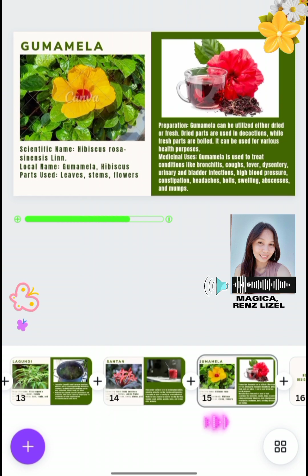And the last example for shrubs is the gumamela. Its scientific name is Hibiscus rosa-sinensis, and the parts used are the leaves, stems, and flowers. For its preparation, gumamela can be utilized either dried or fresh. Dried parts are used in decoctions, while fresh parts are boiled. It can be used for various health purposes. Gumamela is used to treat conditions like bronchitis, coughs, fever, dysentery, urinary and bladder infections, high blood pressure, constipation, headaches, boils, swelling, abscesses, and mumps.